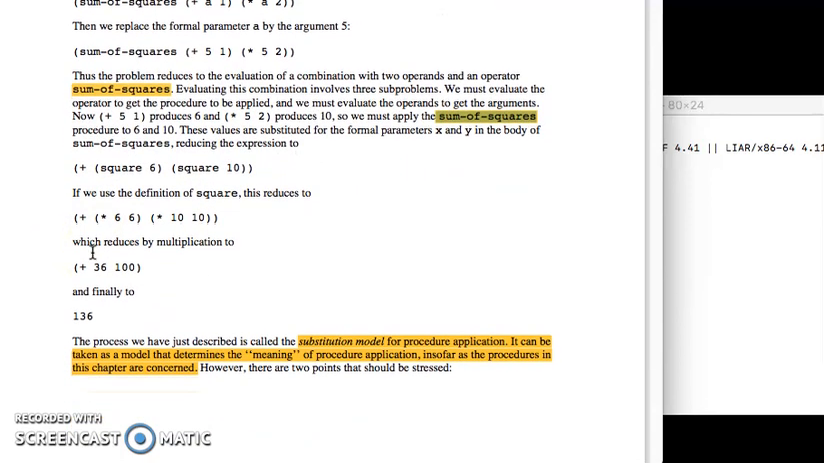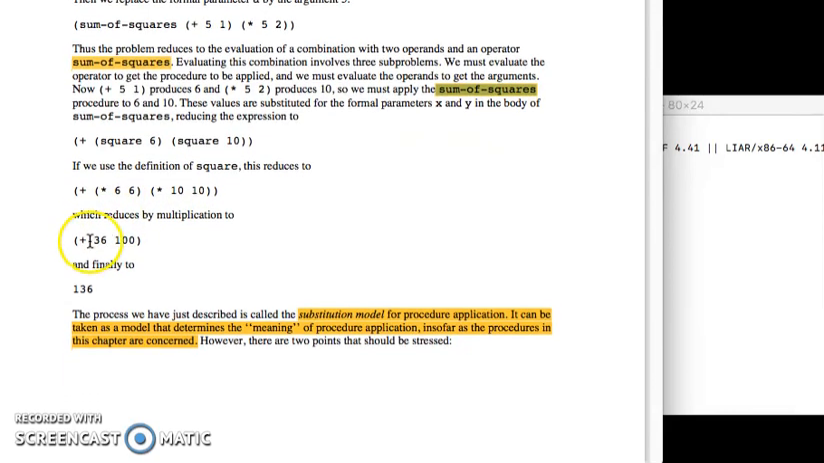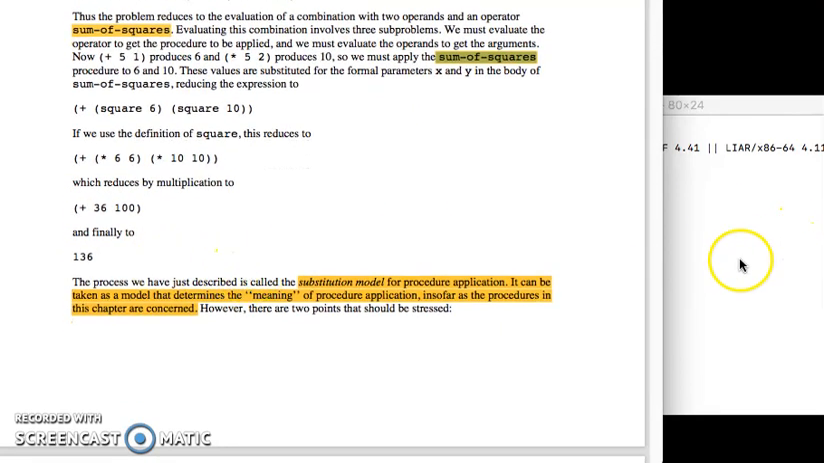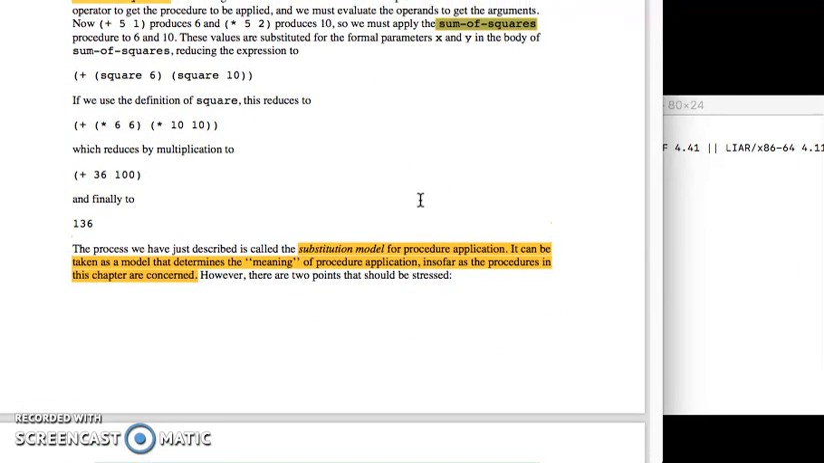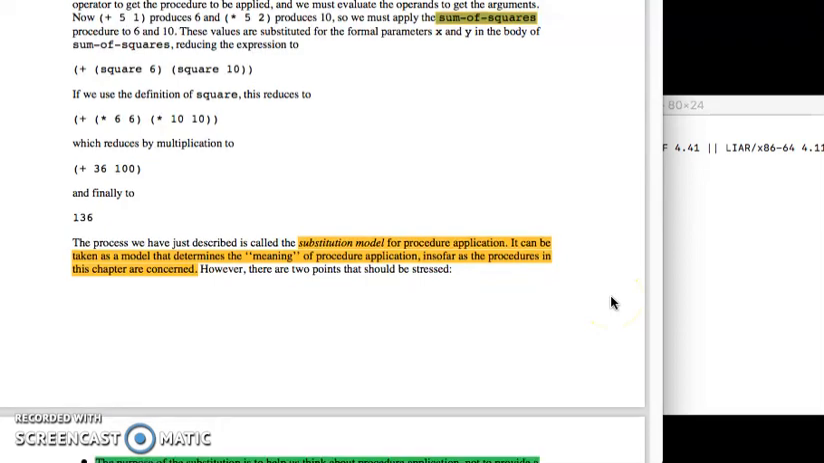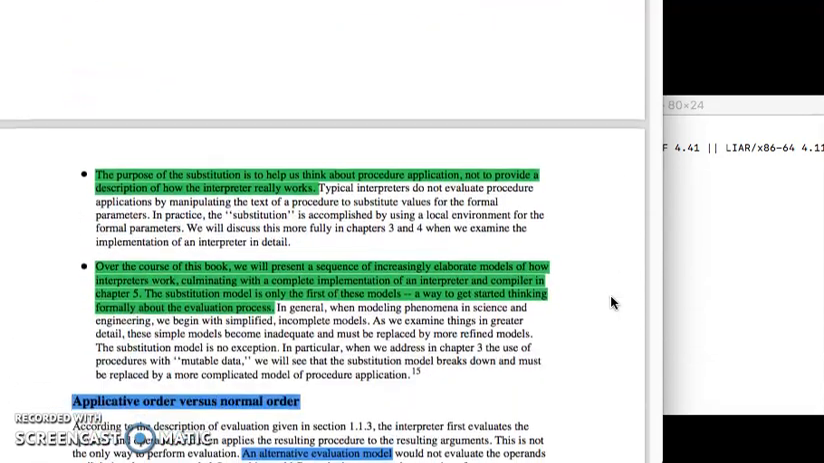If we use this definition of square, this reduces to plus multiply 6 and 6, and so plus the product of 6 and 6 and the product of 10 and 10, which reduces by multiplication to adding 36 and 100 and finally to 136. The process we have just described is called the substitution model for procedure application. It can be taken as a model that determines the meaning of procedure application insofar as the procedures in this chapter are concerned. However, there are 2 points that should be stressed.